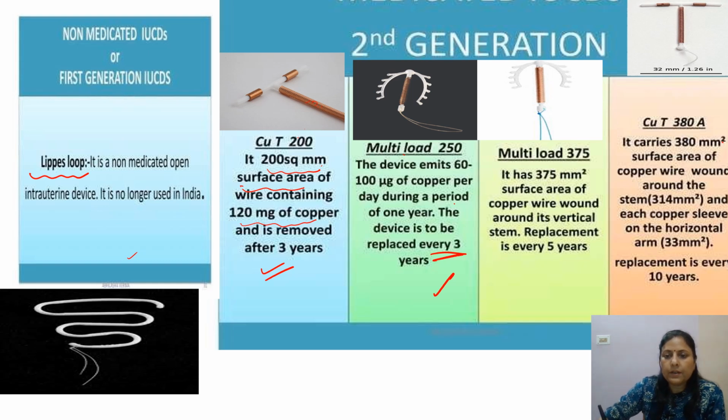Similarly, there is a multi-load 375. It will provide contraception for 5 years. Next, copper T 380A, it provides contraception for 10 years. So there are the various types of copper T, copper containing intrauterine devices like copper T 200, copper T 380A, multi-load 250, multi-load 375.